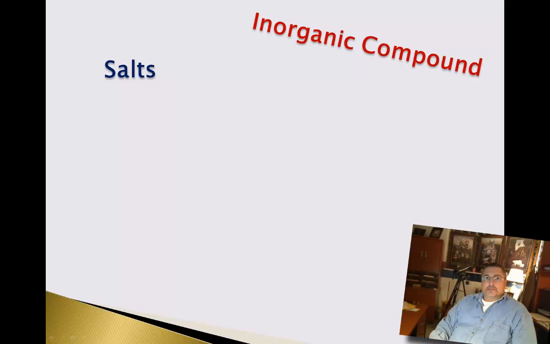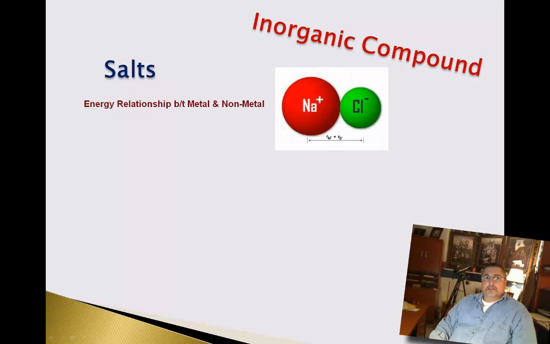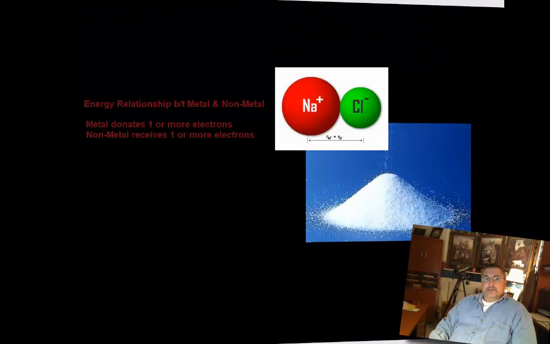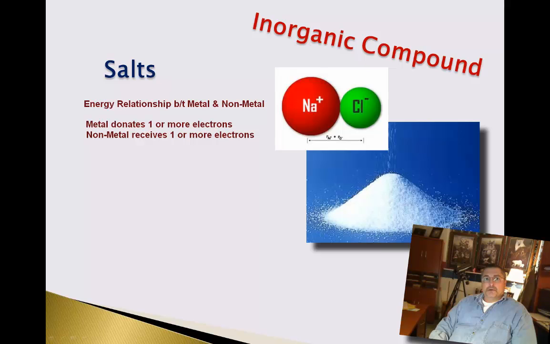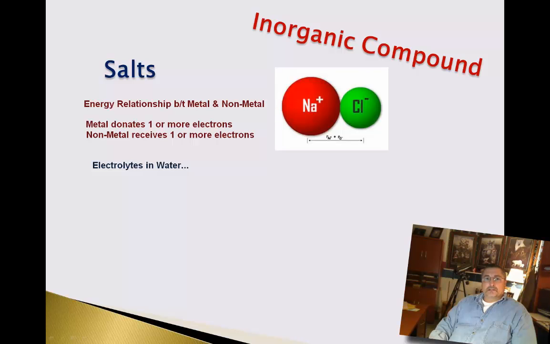A salt is going to be an energy relationship between a metal and a nonmetal, in which the metal will transfer one or more electrons to the nonmetal, and the nonmetal will receive one or more electrons. Now, remember that in a dry state, it crystallizes out, but when placed in the water, those bonds break, creating charged ions that we call electrolytes. There are two types of electrolytes.